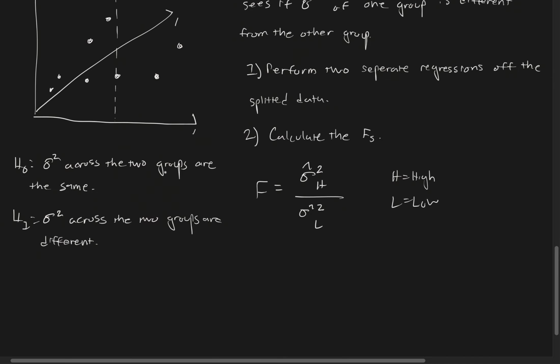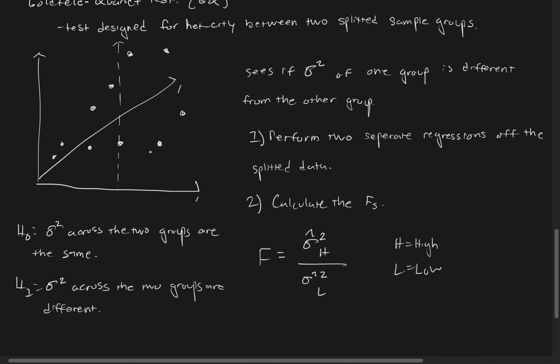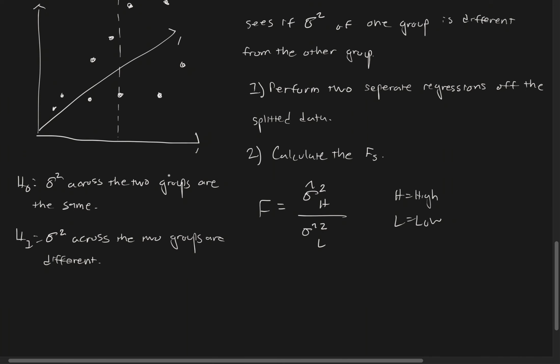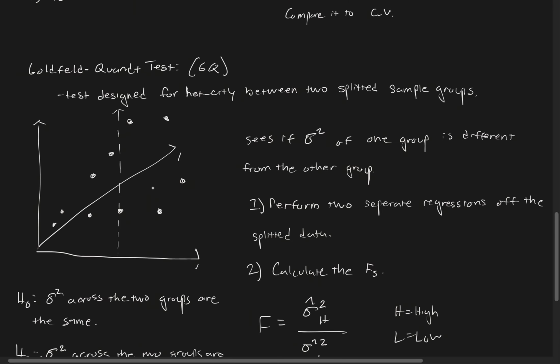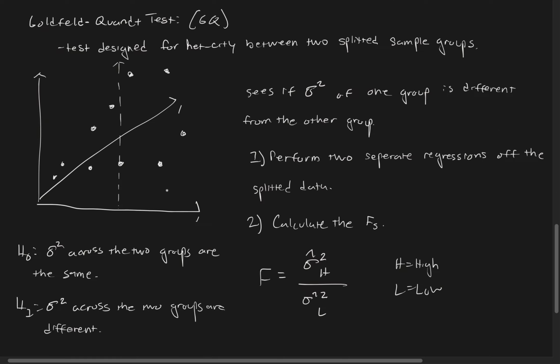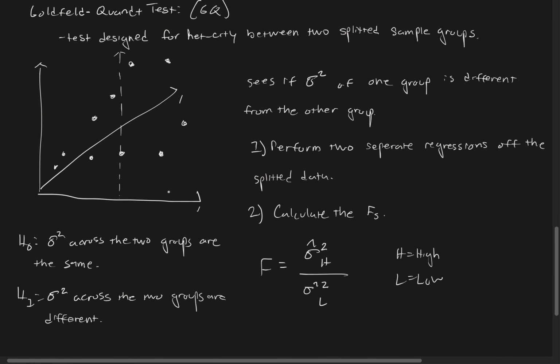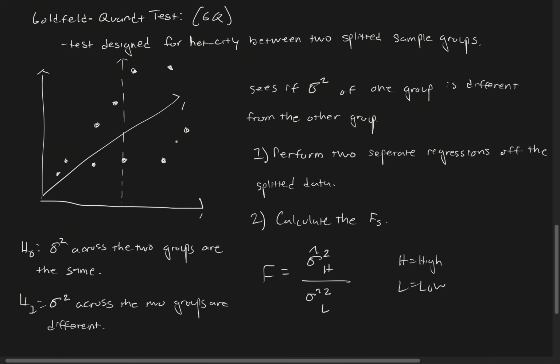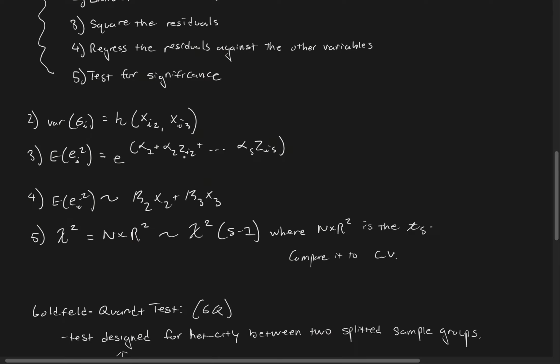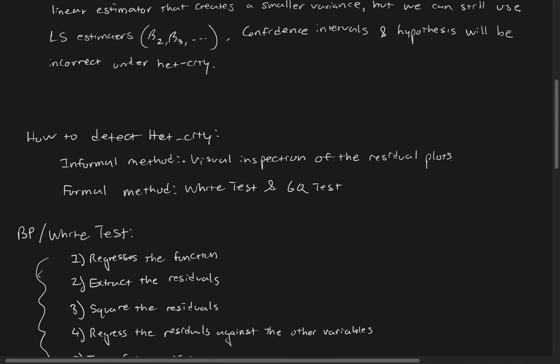The null says that the two groups have the same variance. When we reject the null, our alternative is that the two sample groups have different variances, and so we reject the null and conclude that there is heteroskedasticity. And so those are the two most common methods.